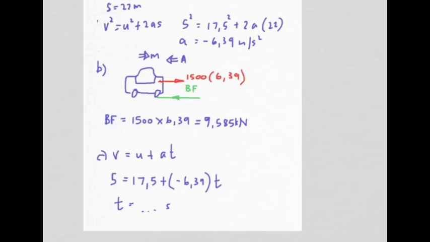Finally, how long did it take? We need an equation of motion with a t in it, and also as many knowns as possible. So v equals u plus at will work for us. Final velocity is 5, initial is 17.5, plus the acceleration, which is negative 6.39, times what we desire, which is the time. From that you can determine how long it took.